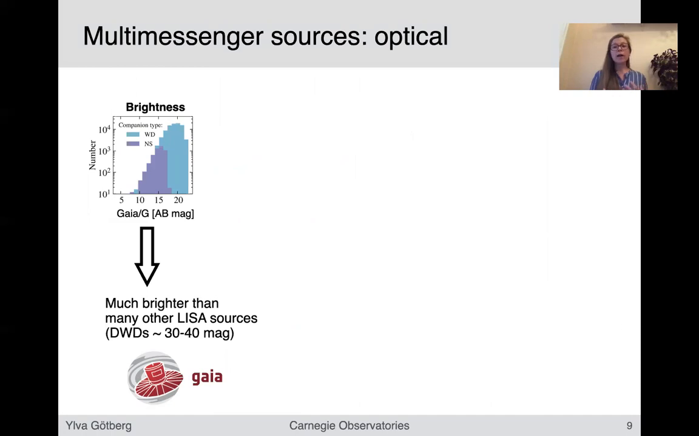So LISA is going to be launched in quite some time. So if you would like to start to look for them in advance, which I think is something to be encouraged, there are advantageous gravitational wave sources to look for, primarily because they are still undergoing nuclear fusion in their center, so they are really bright sources. Here, compared to double white dwarfs, which have magnitudes about 30 to 40, the stripped star binaries have magnitudes between about 10 to 20, and are therefore much brighter.